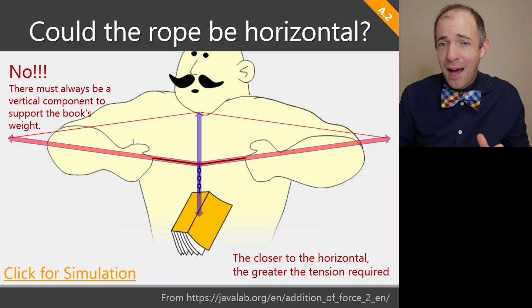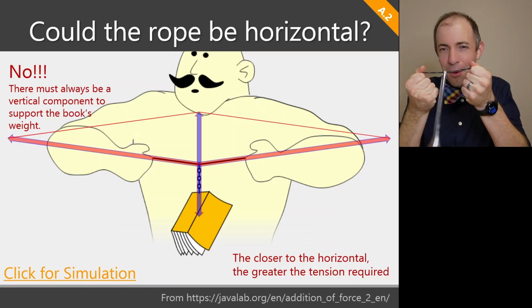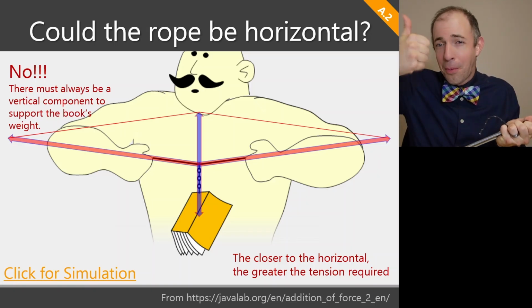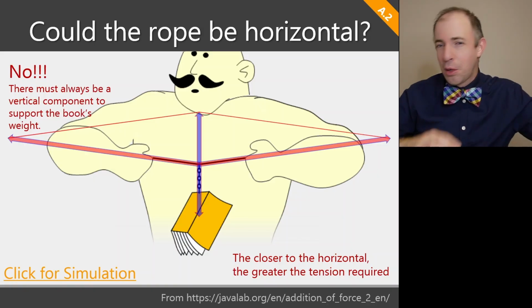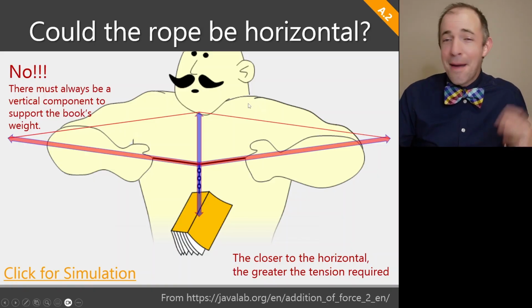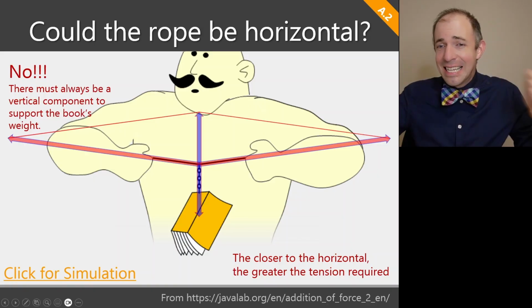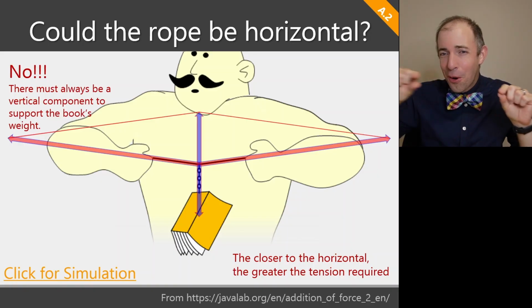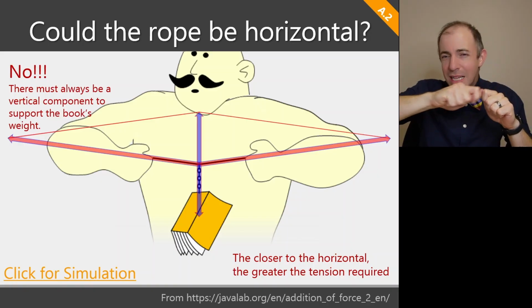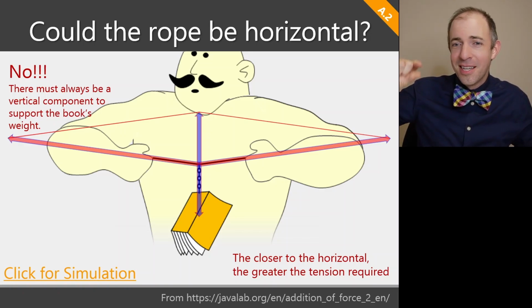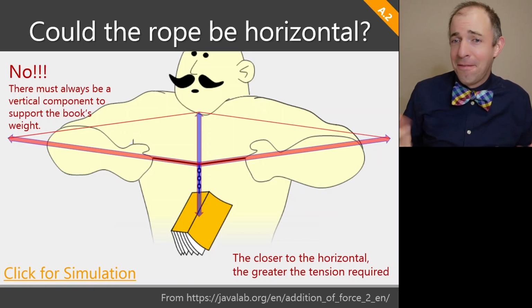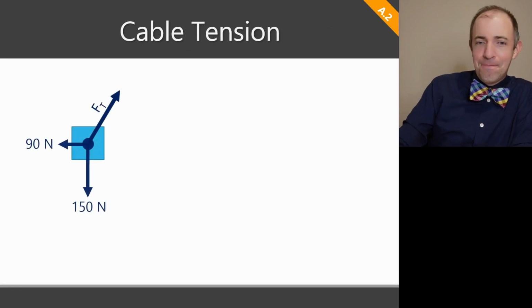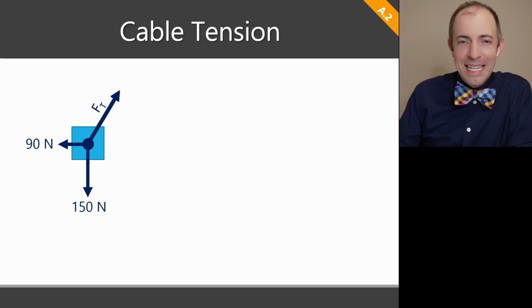It is not possible that it could be perfectly horizontal and still be able to support an upward load, because there would be no vertical component. And that means that the more horizontal it is, the greater tension is required, because that angle is so slight that you would need a really, really big magnitude of force in order to get a big enough vertical component. All right, let's look at one last problem.